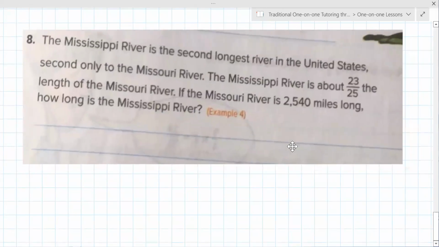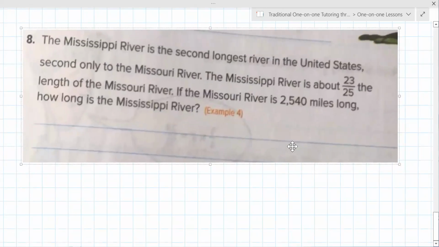The Mississippi River is the second longest river in the United States, second only to the Missouri River. The Mississippi River is about 23/25 the length of the Missouri River. If the Missouri River is 2,540 miles long, how long is the Mississippi River? So you're going to multiply these two numbers together.